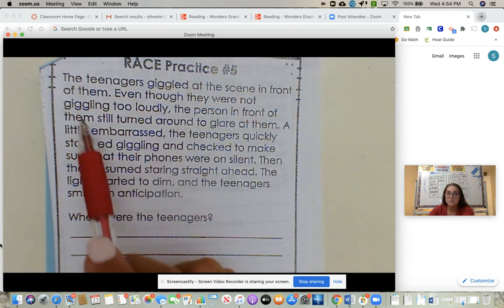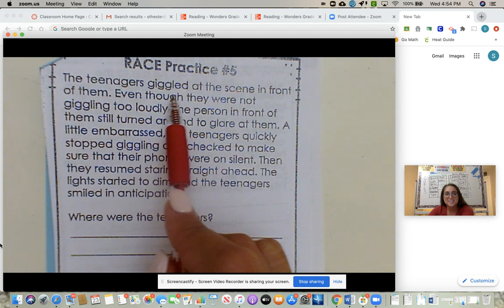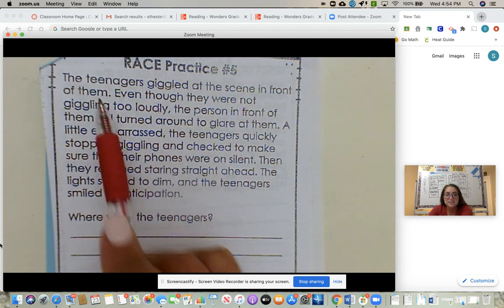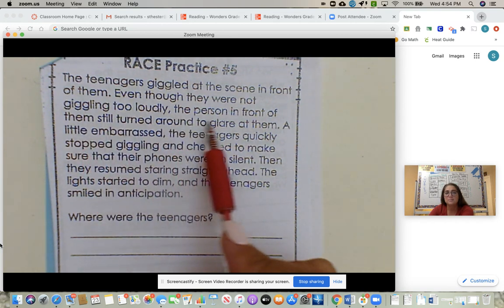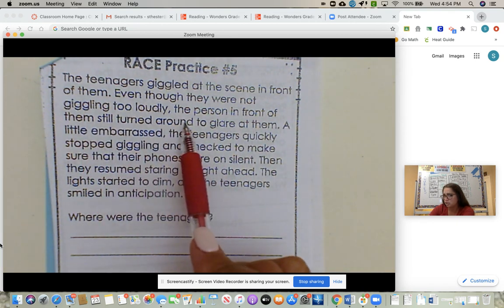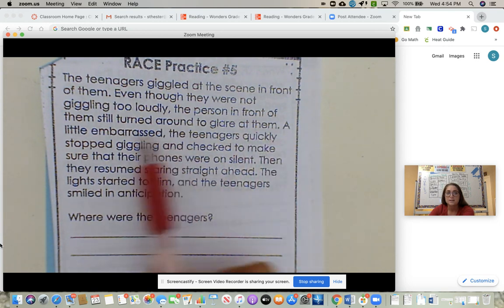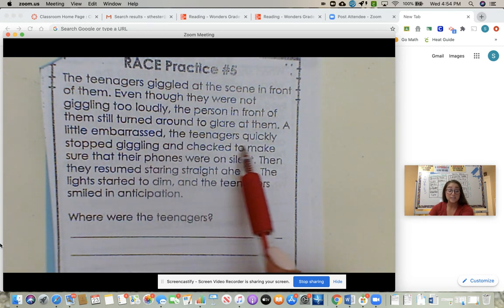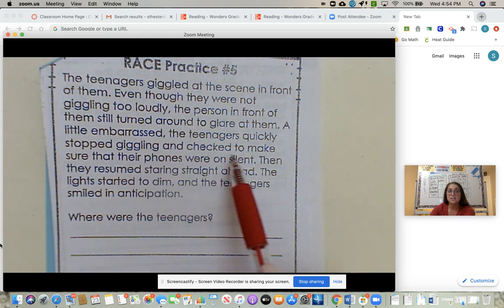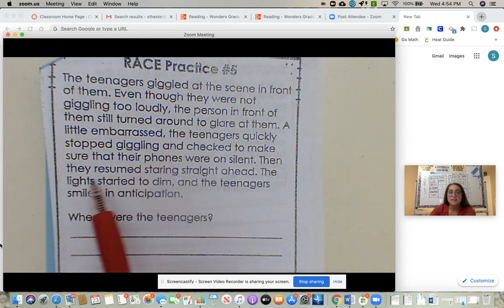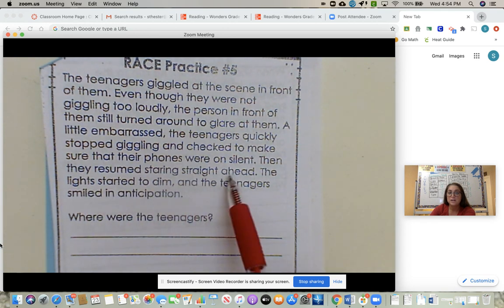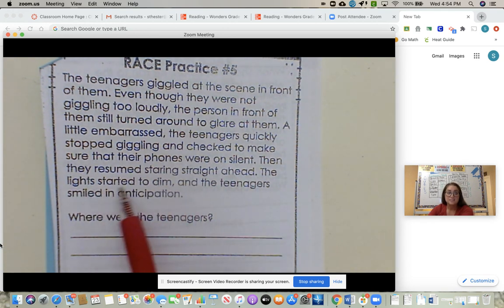All right, I'm going to read it one more time. The teenagers giggled at the scene in front of them. Even though they were not giggling too loudly, the person in front of them still turned around to glare at them. A little embarrassed, the teenagers quickly stopped giggling and checked to make sure that their phones were on silent. Then they resumed staring straight ahead. The lights started to dim and the teenagers smiled in anticipation.